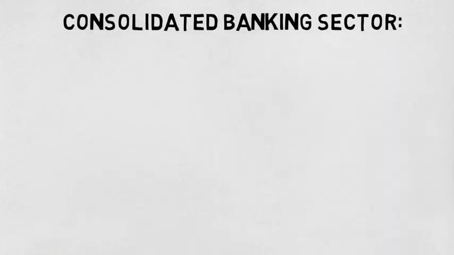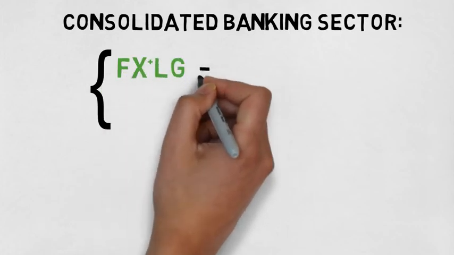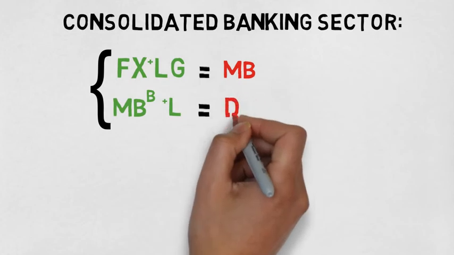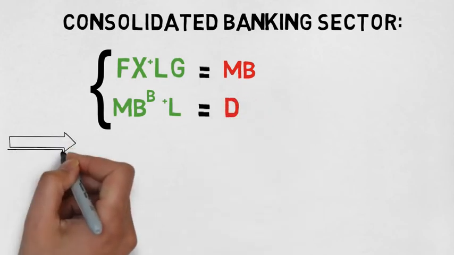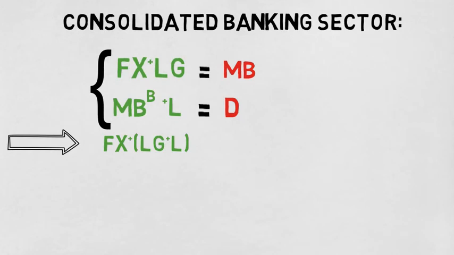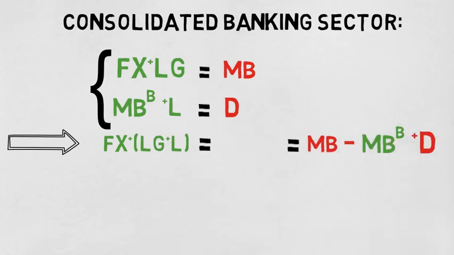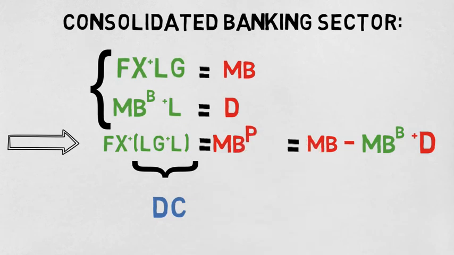Looking at the consolidated banking sector, assets and liabilities for both the central bank and commercial banks should be equal, so we have FX plus LG equals MB, and MBB plus L equals D. Summing these two equations together and grouping certain parts, we get FX plus LG plus L equals MB minus MBB plus D. LG plus L is the total consolidated banking sector's lending, also known as domestic credit DC. MB minus MBB is the total monetary base net of that part which is in the coffers of the banks themselves, i.e. currency in circulation, indicated by MBP.